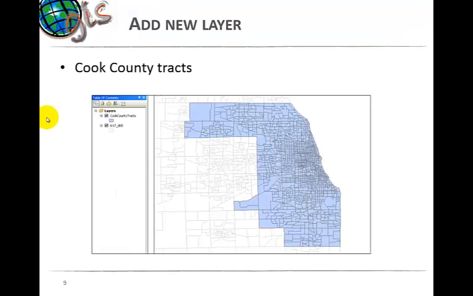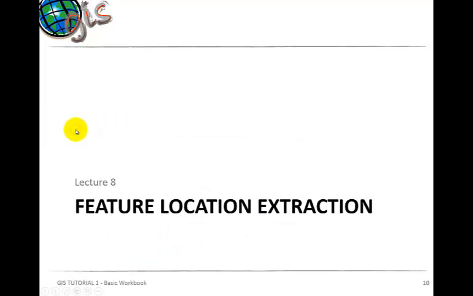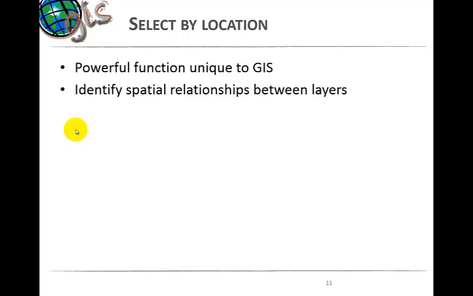So picking up where we left off on the presentation, let's look at feature location extraction, selecting by location. This is the most unique feature of GIS. Even if you don't know what the attributes are, what the fields are, and what they mean, you don't need to really know about the data behind the features. You can just use the spatial relationships to identify features.